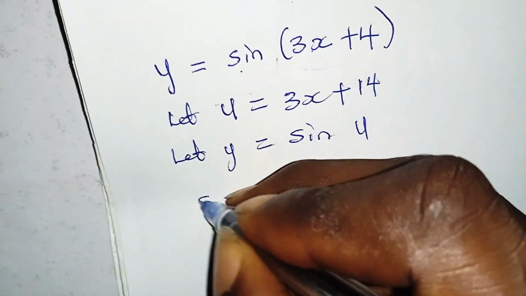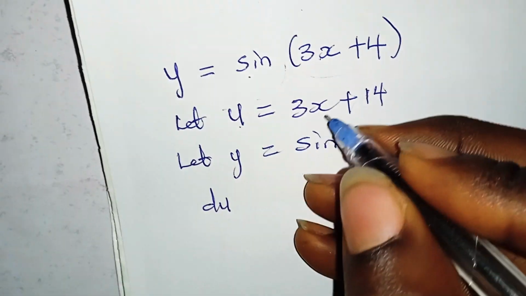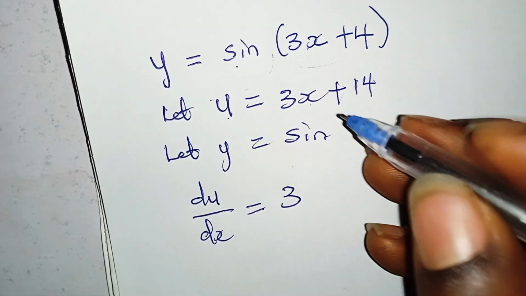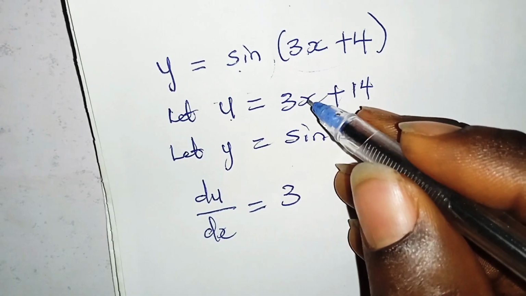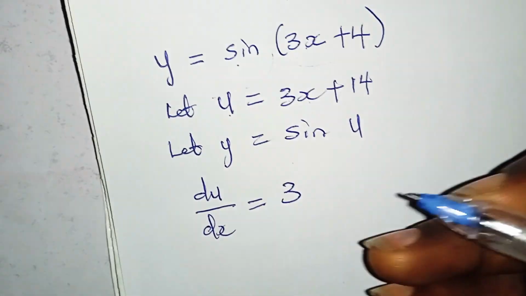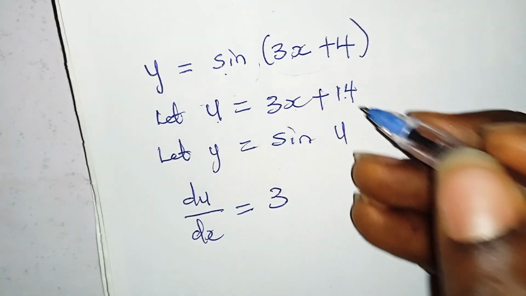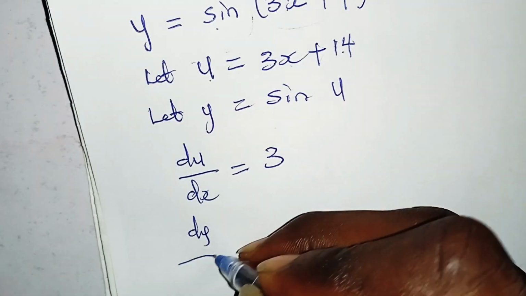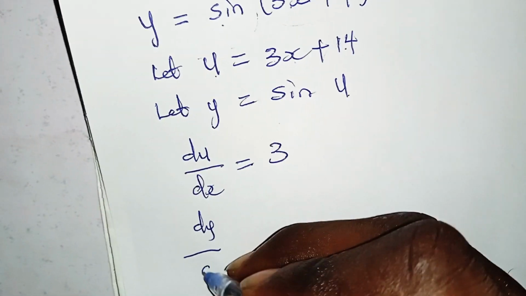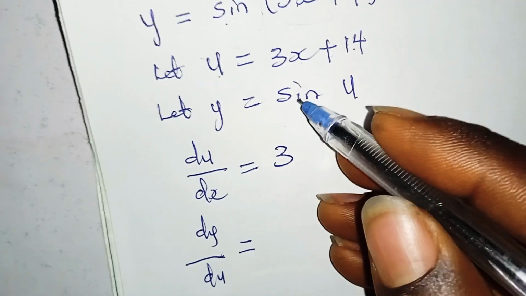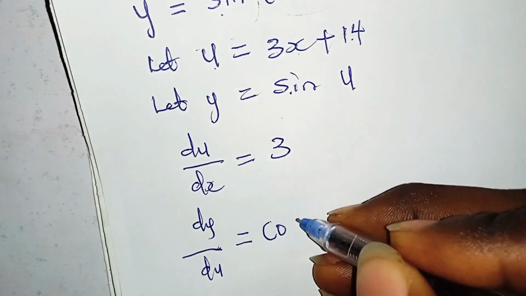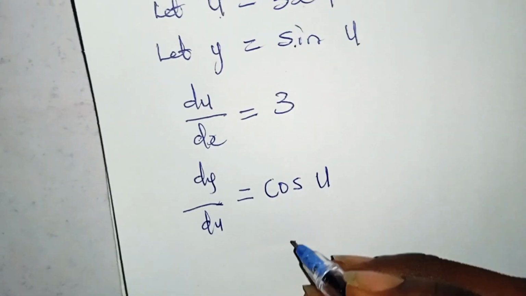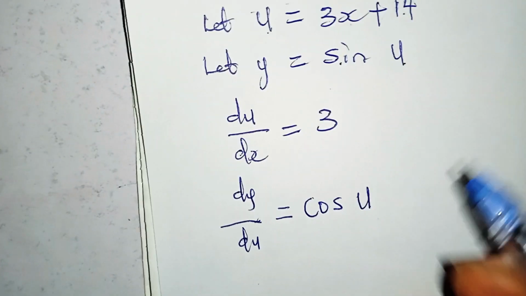So that means that the derivative of u with respect to x is going to be equal to 3. I've told you that whenever you have a constant, a number without a power, the derivative is just the number, and whenever you have the derivative of a lone number, it's just 0. You don't need it. So now y with respect to u is going to be, if it's sine, the derivative is cos. It's going to be cos u.